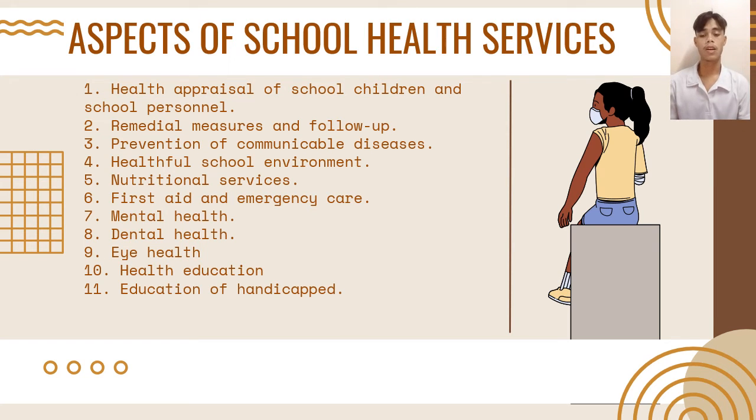Next is the education of the handicapped. In this case, the ultimate goal of the health services is to assist the handicapped child and his family so that the child will be able to reach his maximum potential. Also, health services help these students lead as normal a life as possible, and help them become independent, productive, and self-supporting members of the school or society.